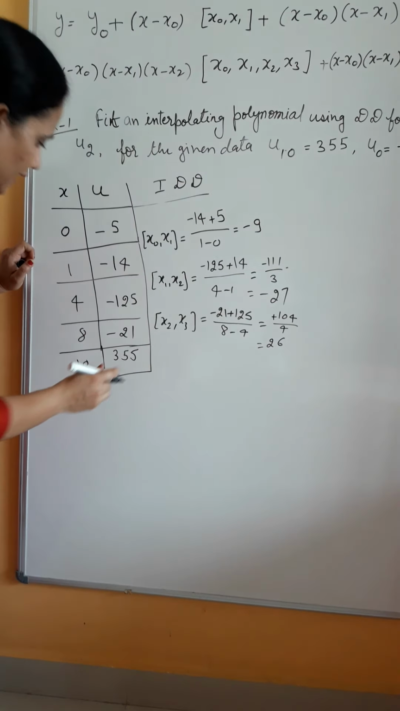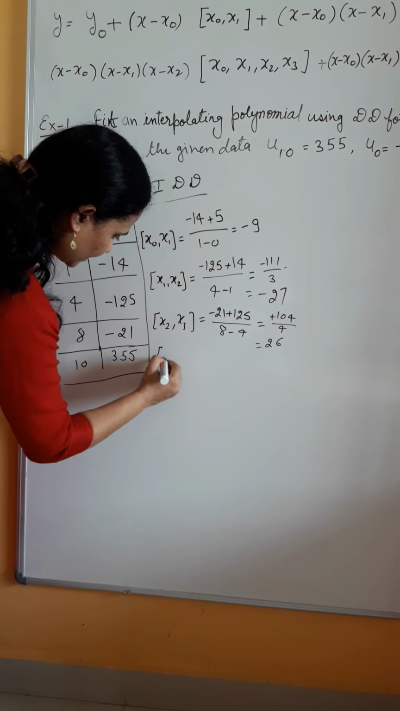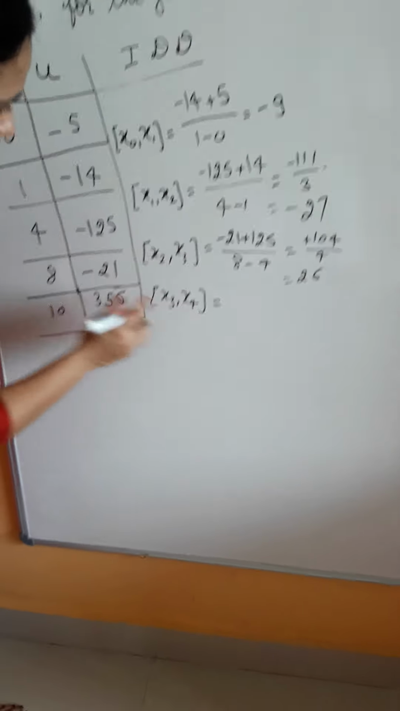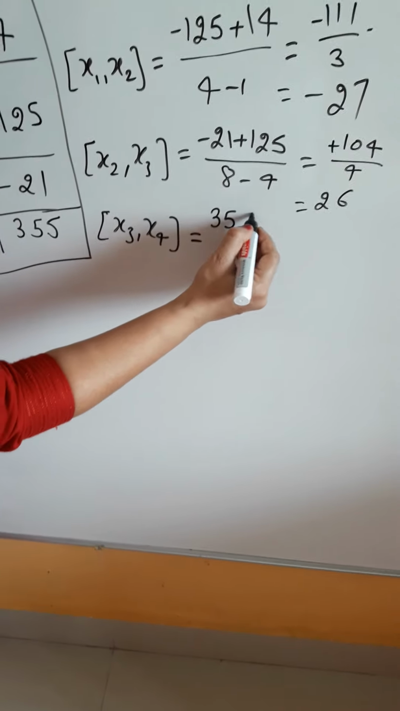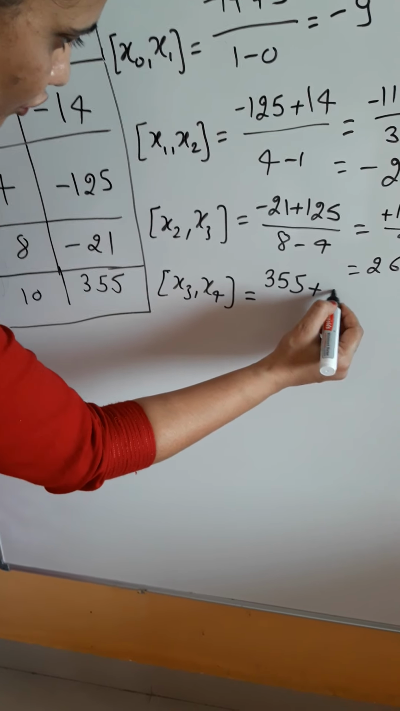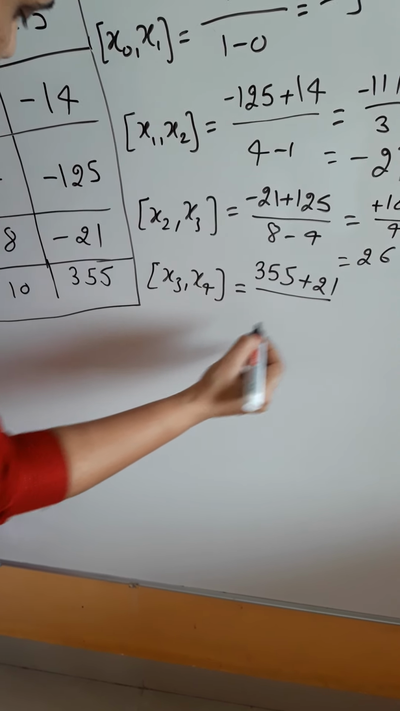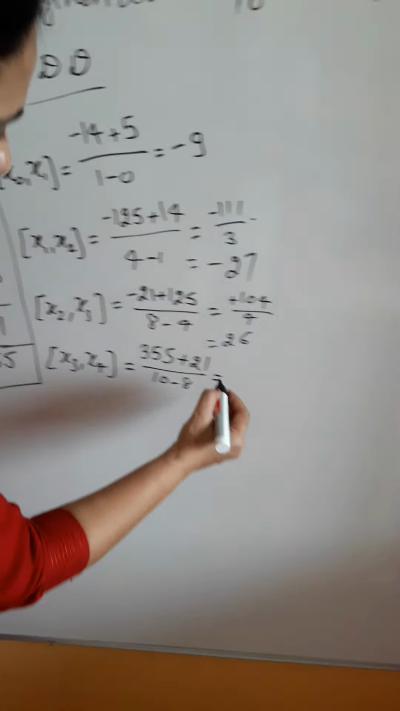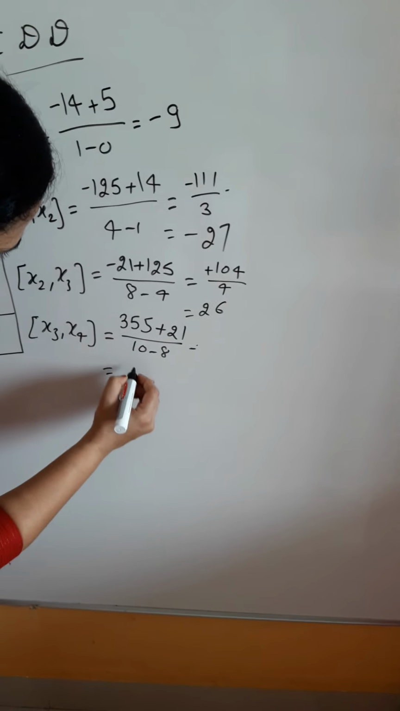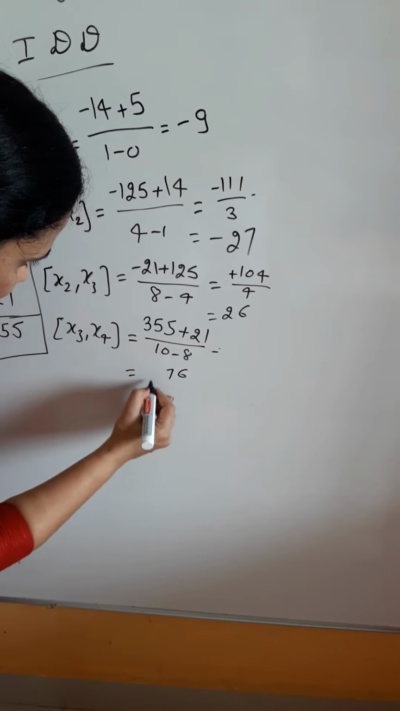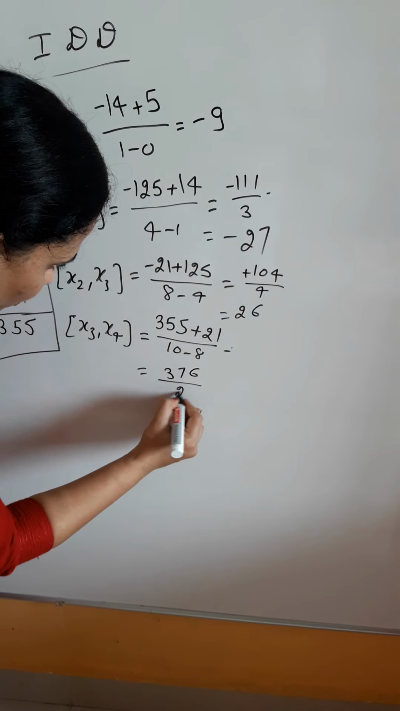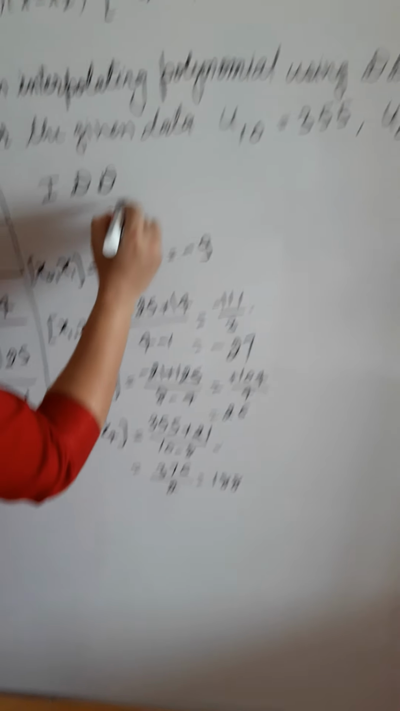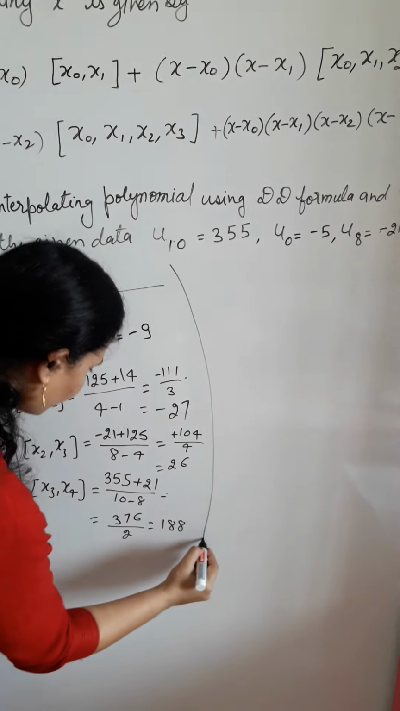26. Then we have to calculate x3, x4. x3, x4 is 355 plus 21 divided by 10 minus 8. So this is equal to what? 673 by 2. 188. Okay. So this is the first divided difference we have calculated.